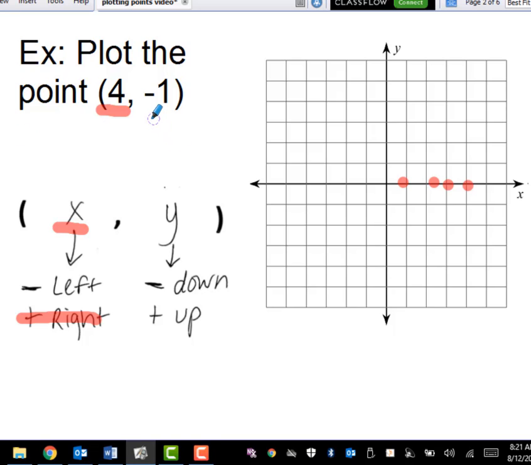So my second number is always my Y number. And is it positive or negative? Well, I can see the negative sign right there. So that means negative means I'm going to move down that many. So from here where I already counted 4 to the right, now I'm going to count 1 down. And that is my final point. That's my final answer. That is where the point is plotted.